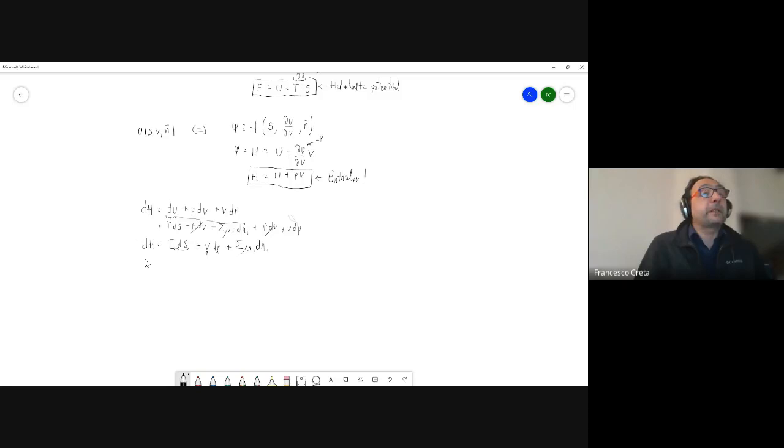From this you can derive more or less two things. One is its meaning. For example, at constant pressure, this is 0, and for a closed system, dN_i is 0. So at constant pressure and for a closed system, clearly the enthalpy is nothing else but the heat exchanged, dQ equals T dS. Not only that, but we can rewrite it in the form, it's a perfect differential.